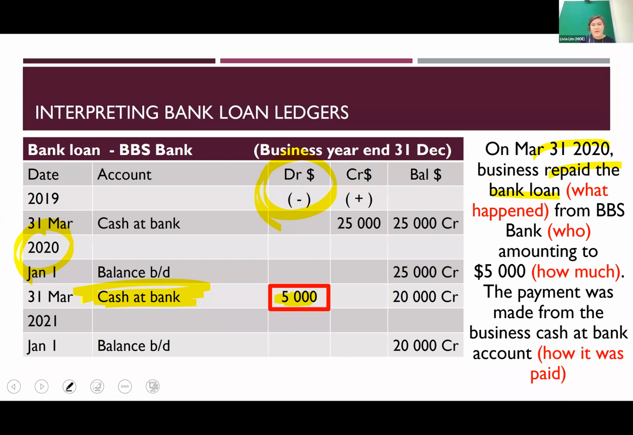All right. So what you have done is that you have gone through a quick revision on interpreting asset, liability, income, expense, and owner's equity.